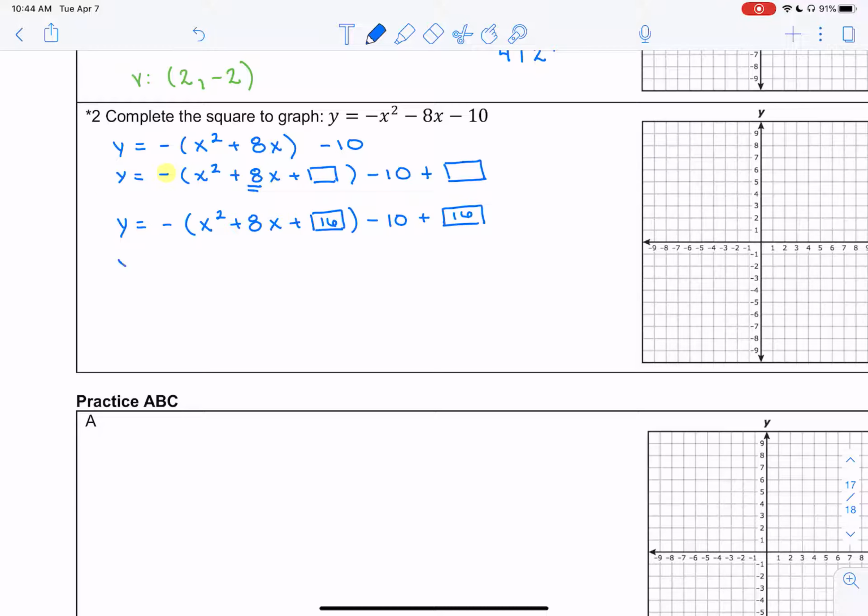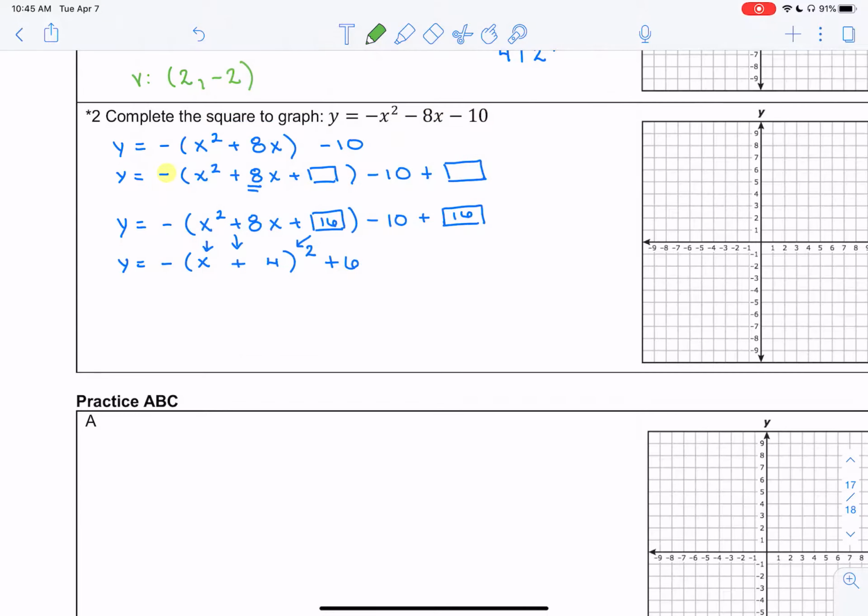Now I'm ready to factor inside the parentheses. Keep the negative out front. Take the square root of the first term and the square root of the last term, and then pull down the sign from the middle term. So x plus 4, and then we can't forget our squared. Outside I have a negative 10 and a plus 16. When I combine those, I get a plus 6.